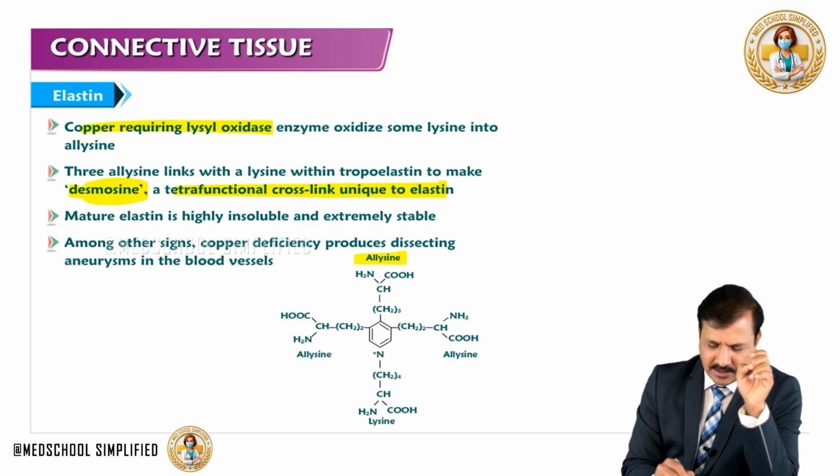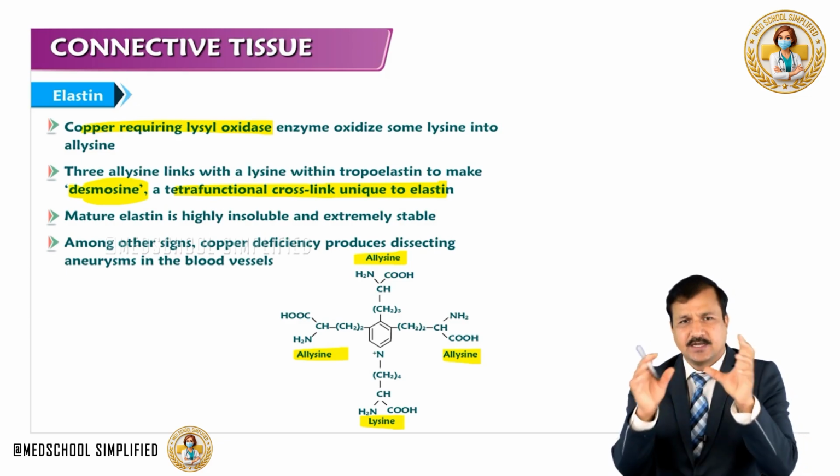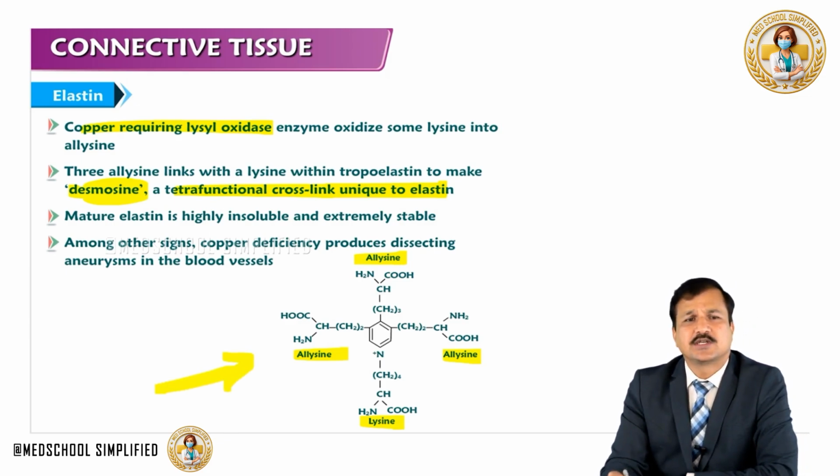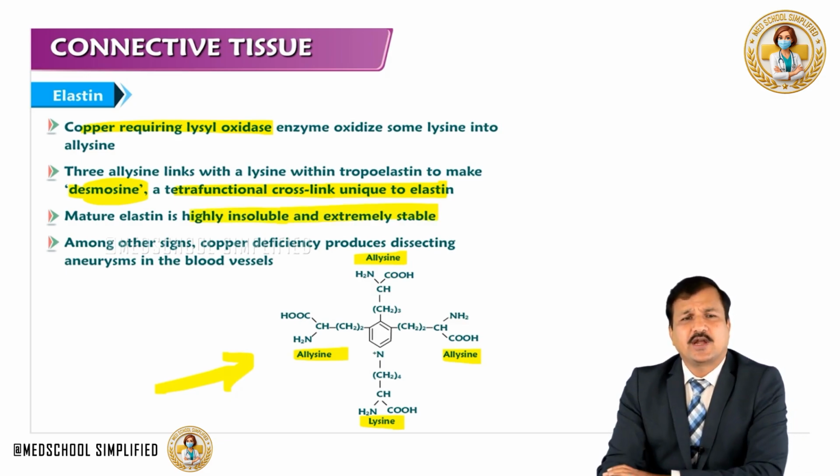As you see, there are 3 allysines linked with 1 lysine, and this entire structure that you are seeing here is a desmosine tetrafunctional crosslink. Now, copper is required for this lysyl oxidase, which is involved in tetrafunctional crosslink formation, which is unique to elastin.